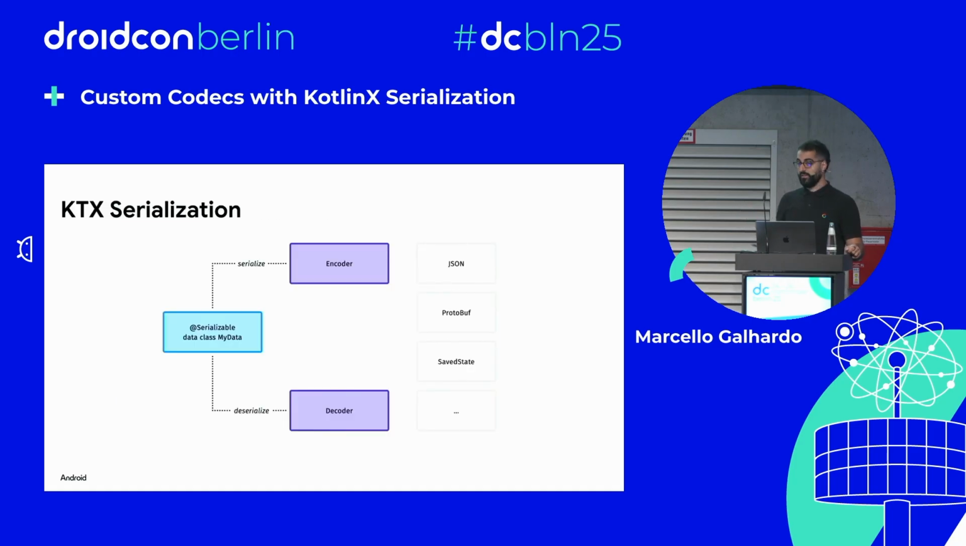So KotlinX Serialization was a natural fit for us. It works on all platforms. People from the community like it. It's very popular. And you can just put this annotation, Serializable, on your data classes, and it works if you're using the compiler plugin. And it's very easy to extend as well and build your own thing.